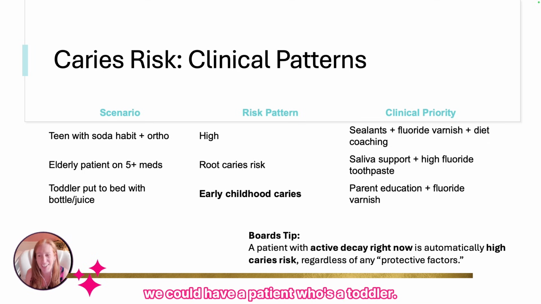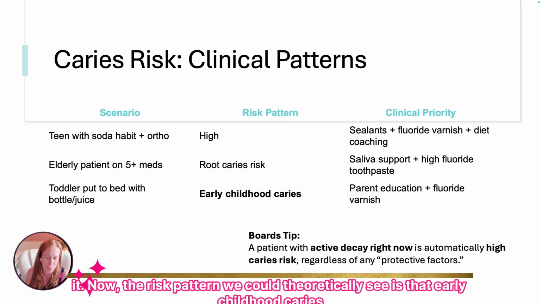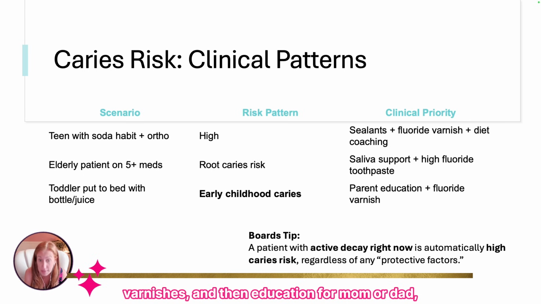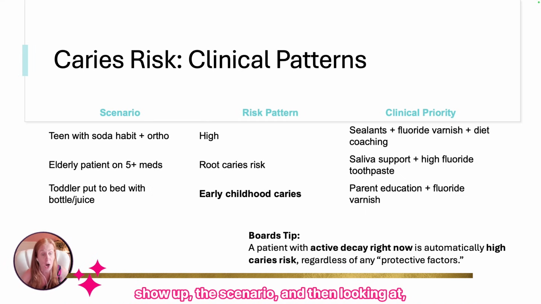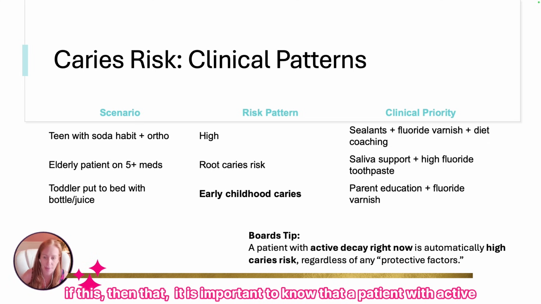Conversely, we could have a patient who's a toddler. Mom puts the toddler to bed with a bottle that has fruit juice in it. Now the risk pattern we could theoretically see is early childhood caries, where our clinical priority is going to be focused around fluoridated varnishes and then education for mom or dad, right? So taking a look at how these risk patterns show up, the scenario, and then looking at, okay, if this, then that, if this, then that.